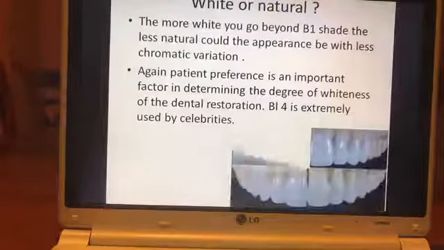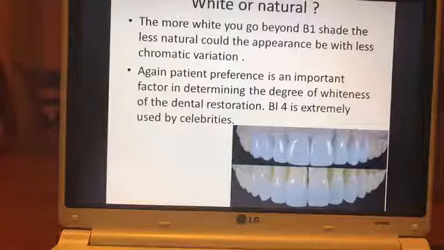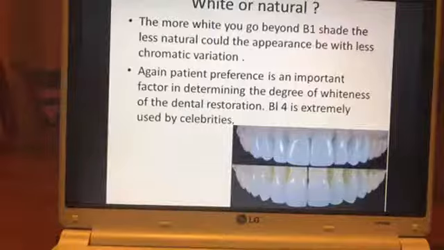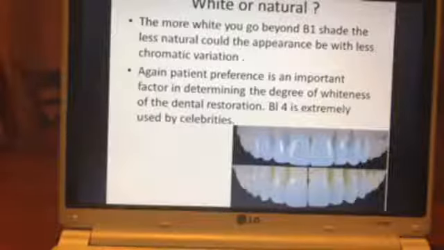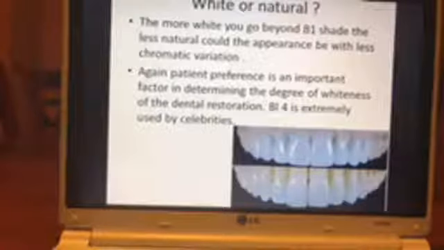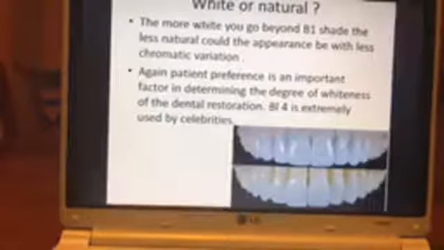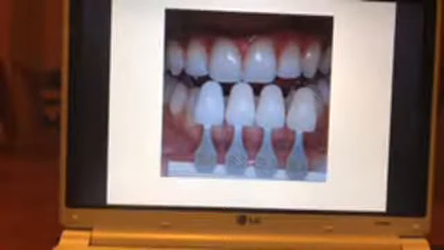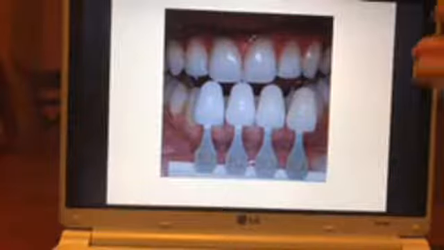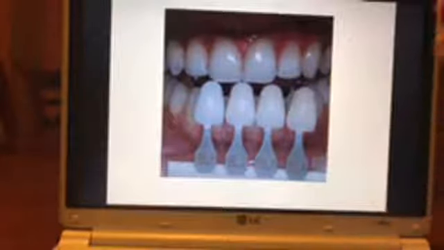But when you give the patient the color for selection, you have to tell him one important thing: that white is against natural. The more white you go, the less translucency you get. I remember when I used to work in Dubai, the patients were asking me for those colors, BL1, BL2, BL3, BL4. Oh my God. Are you sure you're going to use this one? This is going to be like a chalky wall. The patients say, yes, okay.